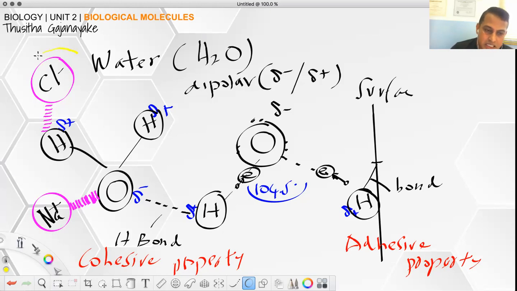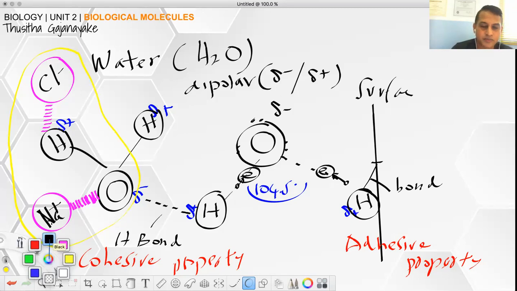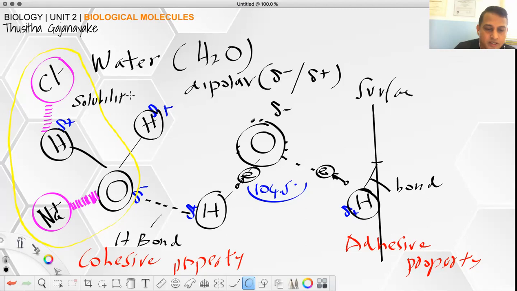Now this is actually the story of solubility. Being able to make bonds with the water molecule, we can say it's soluble. So I write here: solubility, able to make a bond. Solubility is being able to make a bond with water molecules, right?